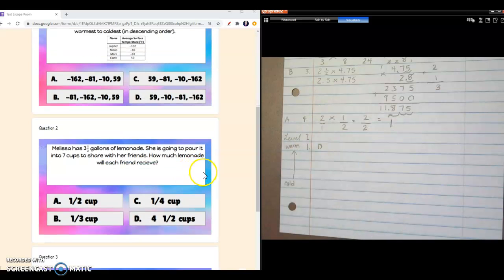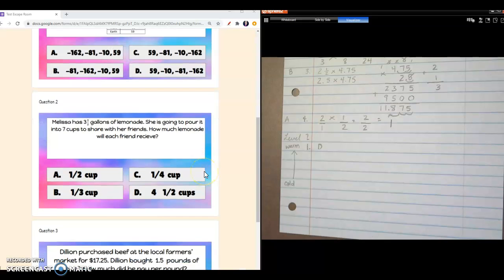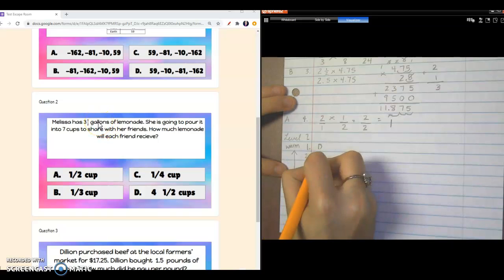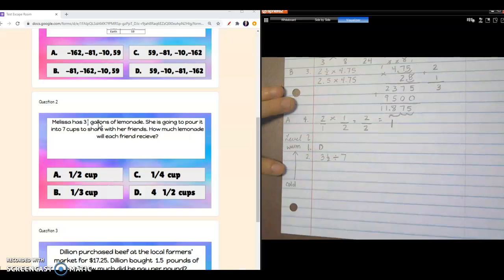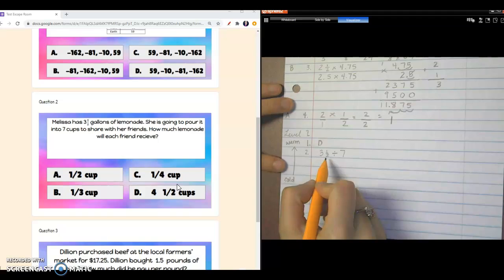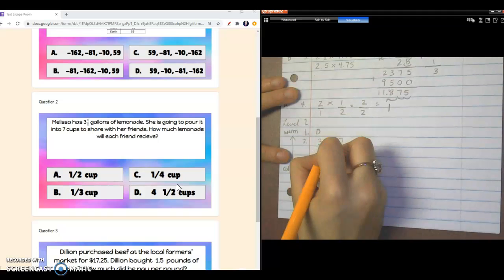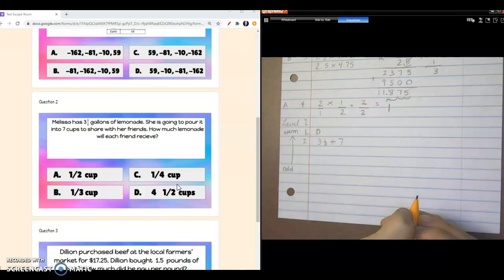Number 2, Melissa has 3.5 gallons of lemonade. She's going to pour it into 7 cups to share with her friends. How much lemonade will each friend receive? So share tells me I'm going to divide, and the total would be the amount of lemonade. So I am dividing 3.5 divided by 7. And now my answers are in fractions, so I'm going to keep them as fractions. So I'm going to divide them as fractions. So before I do KCF, I need to change them both to look like regular fractions.